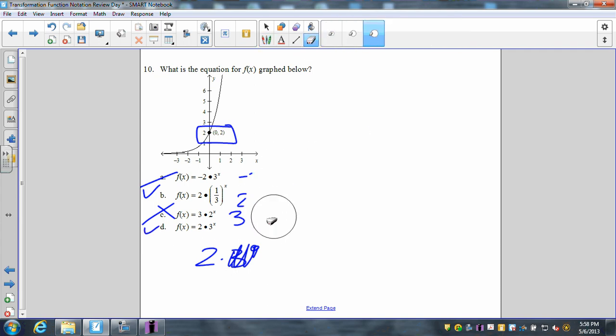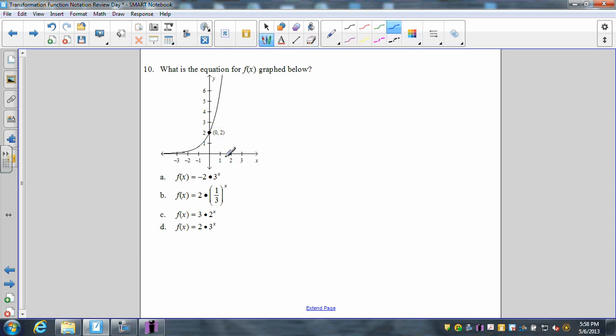Let me go ahead and erase these so we can do a little more work. Now that I know it's between B and D, I'm just going to pick another point, like 1, comma, it looks like maybe 4, or I can't really tell. Okay, but something definitely up here, maybe around 6. Probably around 6, if I had to guess. Okay, something big, though. So let's do this one. 2 times 1/3 to the 1. What's 1/3 to the 1? That's just 1/3. 2 times 1/3 is going to give me 2/3. Just so you know, that's about 0.6 repeating. Okay, it's a pretty small number.